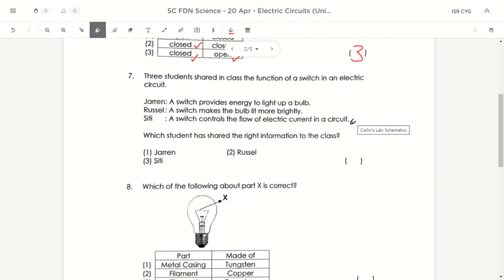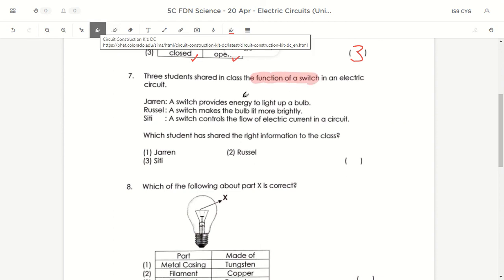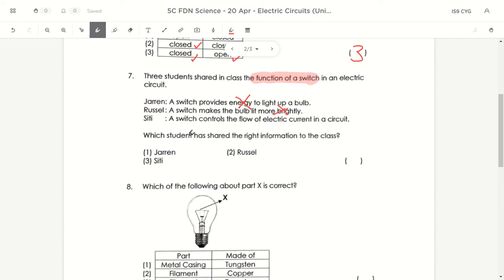Okay. Three students shared in class the function of a switch. So I'm looking at the function of a switch. What is a switch for? Let's see which one is correct and wrong. Switch provides energy? No. A switch doesn't provide energy. A switch just controls whether the circuit is on or off, to control the flow of the electric current. Makes the light up brighter? No. It doesn't control the brightness of the bulb. The switch controls the flow of electric current, whether it can flow or cannot flow, because the switch can either open or close the circuit. So the answer is 3.